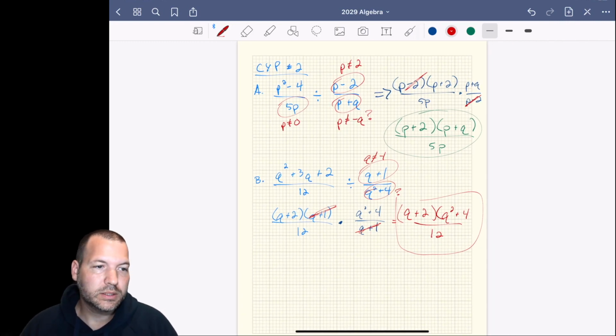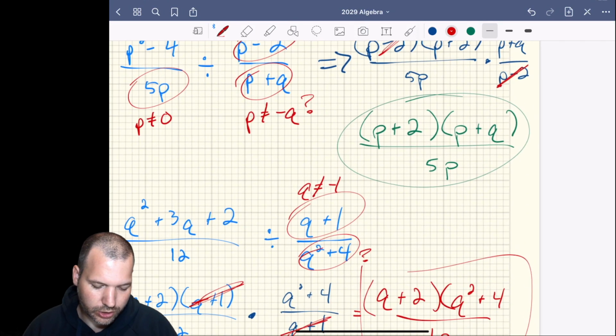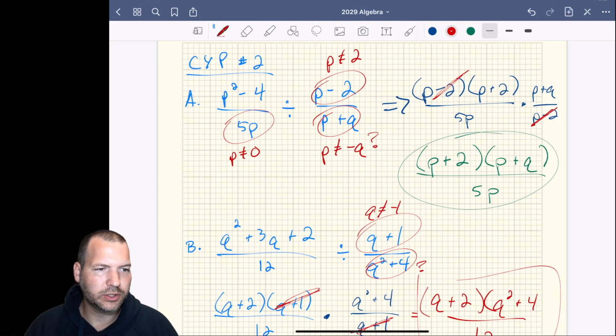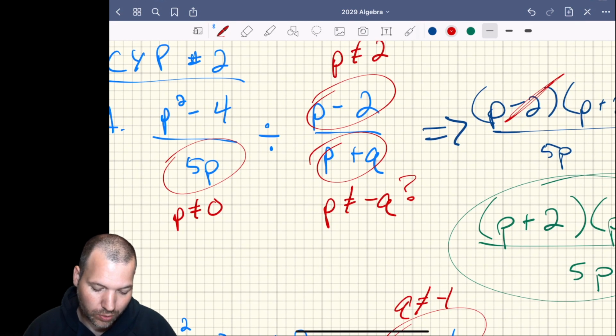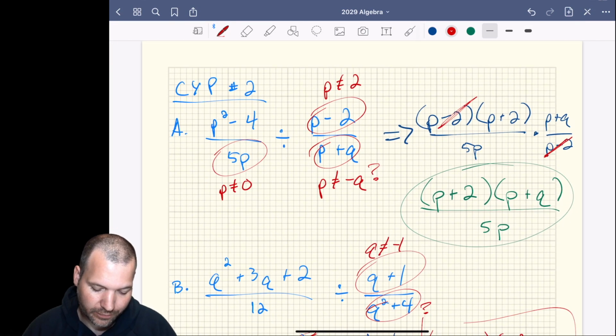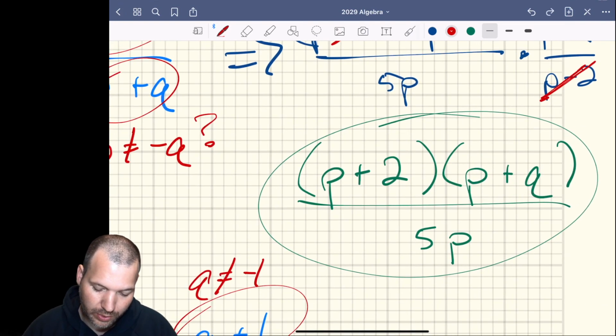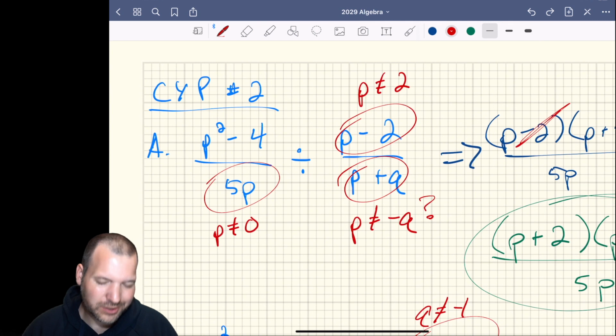All right, that is my work for Check Your Progress 2A and 2B. A little bit strange on Check Your Progress 2A. I'm not sure if this is a typo that maybe was only in my book. If this was P plus 9, obviously this would be a little different, but in my book it's a P plus Q. So a couple things to say about that. First of all, obviously it's not going to factor out later, so you can still see the P plus Q in my answer here. But then it also gives us kind of a strange excluded value.